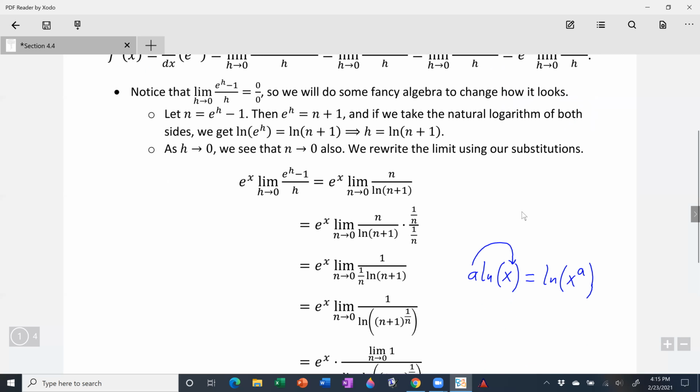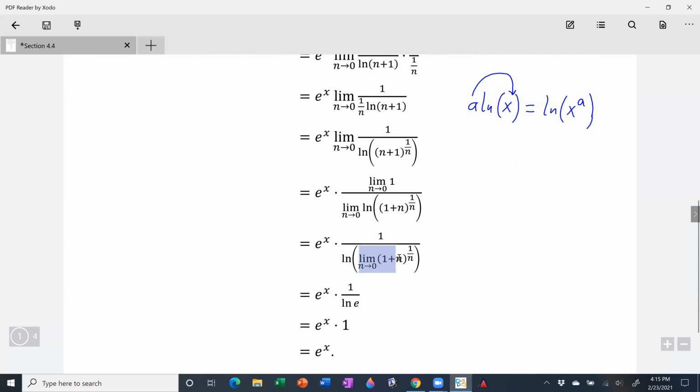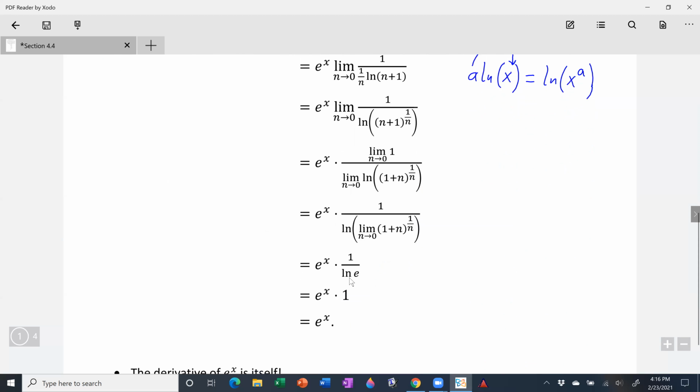Okay, so it took some crazy manipulation to get there, but now this limit on the inside of the log, that is exactly the definition of e. And so we can write that as ln of e down there. Okay, and then remember that natural log of e is just 1. And so we have 1 over 1, which is 1. And so that e to the x that was hanging out in the front all along is still there, and it just multiplies with a 1. And so the result is e to the x.